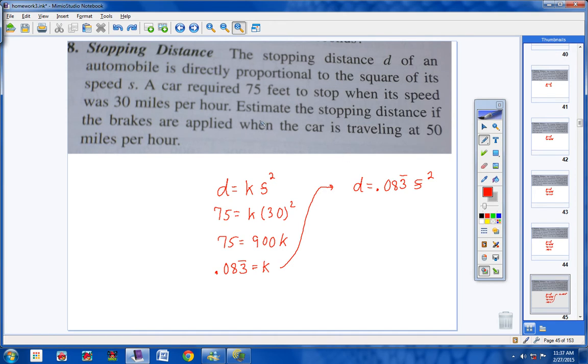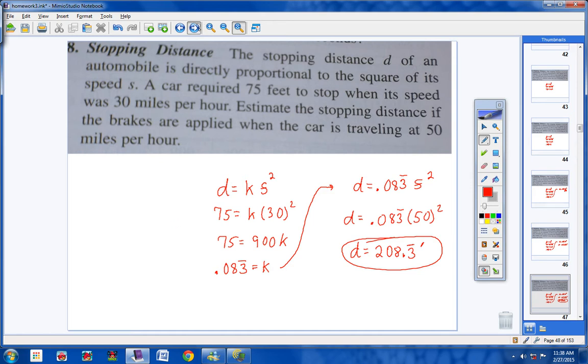Okay, now let's continue. Estimate the stopping distance if the brakes are applied when the car is traveling 50 miles an hour. This is really easy. So my speed is 50. Put a 50 in for s, and then find your distance right here. Okay, so I have this square 50, and I get 2,500 times 0.083 would give me this right here. So if I'm traveling 50 miles an hour, then when I hit my brakes, I'm still going to travel 208 feet. That's 2/3 of a football field. Okay, that's why it's really important to keep a good safe distance behind the car in front of you when you're traveling, okay?